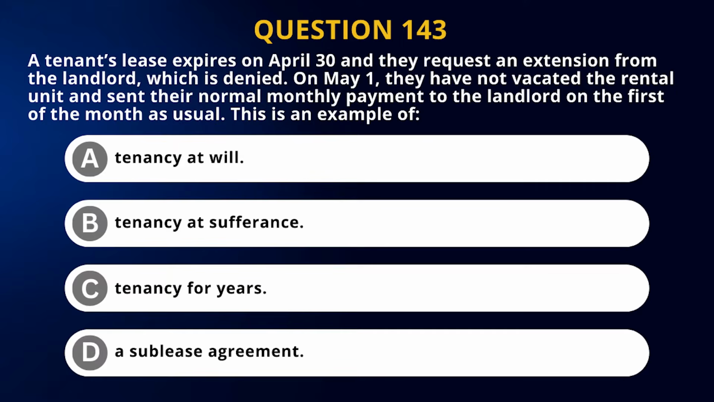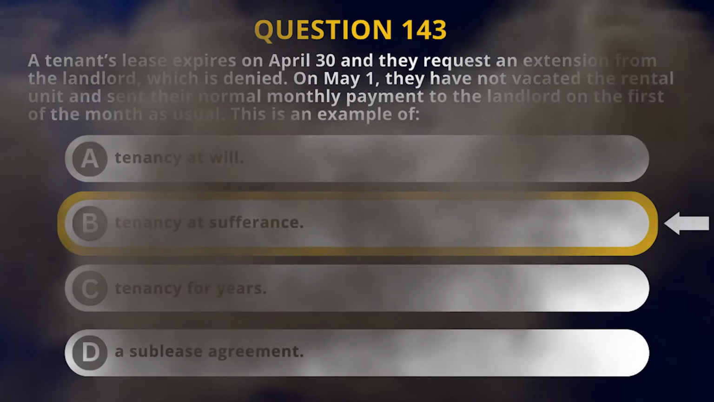Question 143, the tenant's lease expires on April 30th and they request an extension from the landlord, which is denied. On May 1st, they have not vacated the rental unit and sent their normal monthly payment to the landlord on the first of the month as usual. This is an example of, and the answer, tenant at sufferance, letter B.